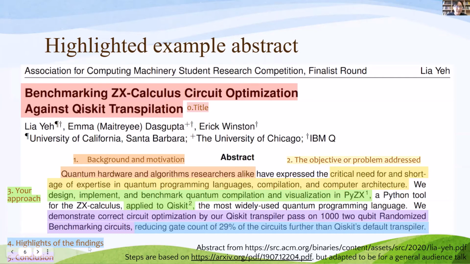And the fourth step, the blue step, is a highlight of the findings, where we could reduce the gate counts further than Qiskit's default transpiler. And the purple part, the conclusion, is that we demonstrated with our approach correct circuit optimization on 1002 qubit randomized benchmarking circuits.